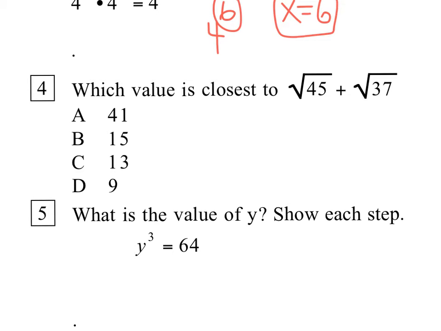For this one, I want you to be exact. So what you're supposed to do first is take this separate. Find the square root of 45, then find the square root of 37, then add those two numbers together. If I find the square root of 45, I'm going to get 6.7. Square root of 37, 6.1. You add those two together, I'm going to get 12.8.